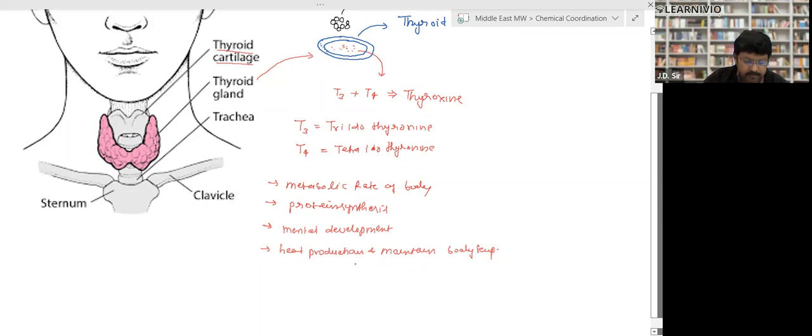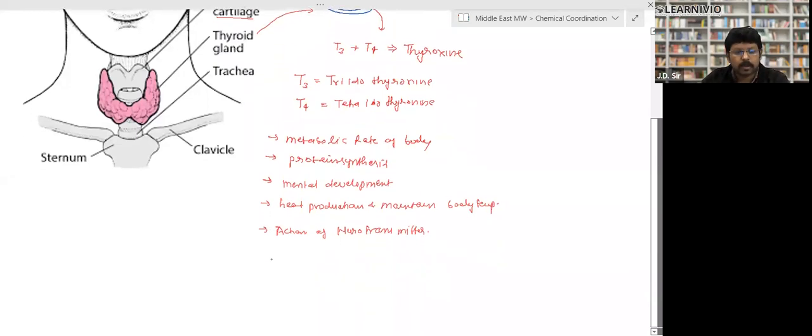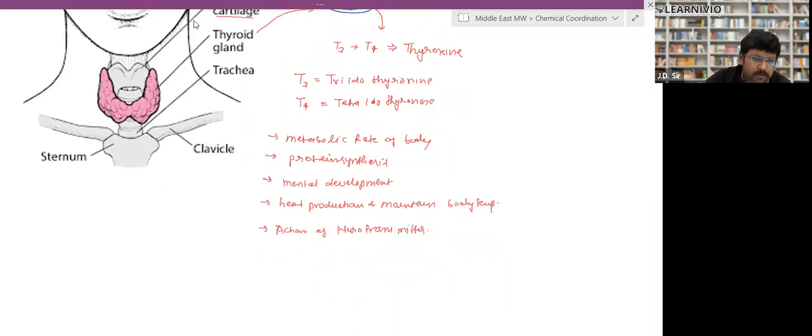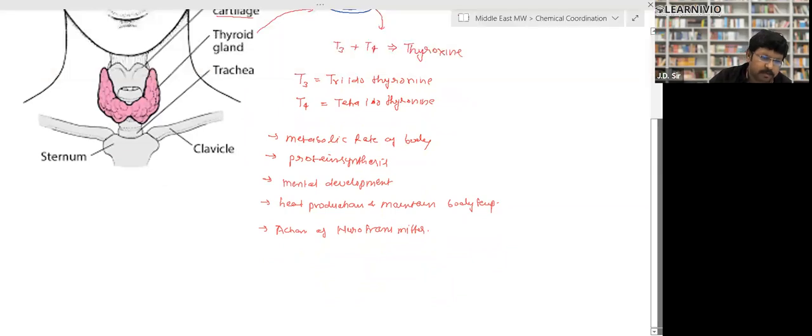They increase the action of neurotransmitters. So these all were the functions of thyroxine, meaning T3 and T4. Now we are going to study the action of thyrocalcitonin.